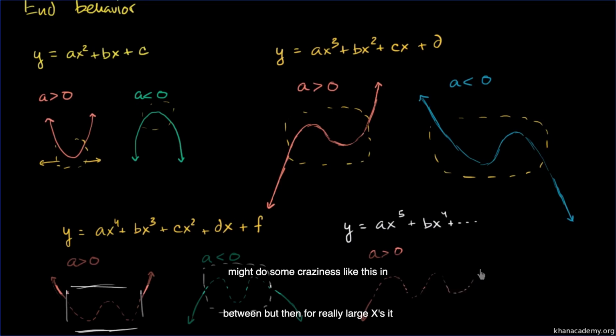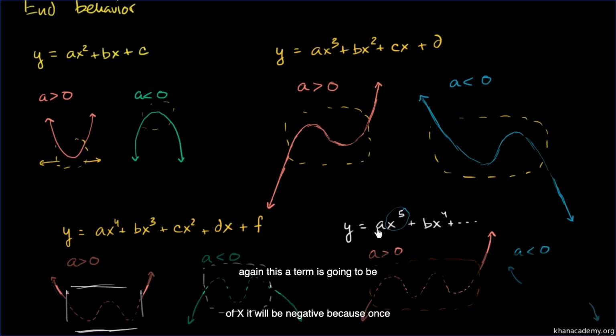But then for really large x's, it will look the same as ax to the third when a is greater than 0. So once again, very, very similar end behavior when a is greater than 0, and very similar end behavior when a is less than 0. It would look like this. At the ends, at a negative value, it will be positive, because this part is going to be really negative, but then it's going to be multiplied by negative to get a positive. And for really positive values of x, it will be negative, because once again, this a term is going to be negative, and then what it does in between, at least for the sake of this video, we're not really thinking about.